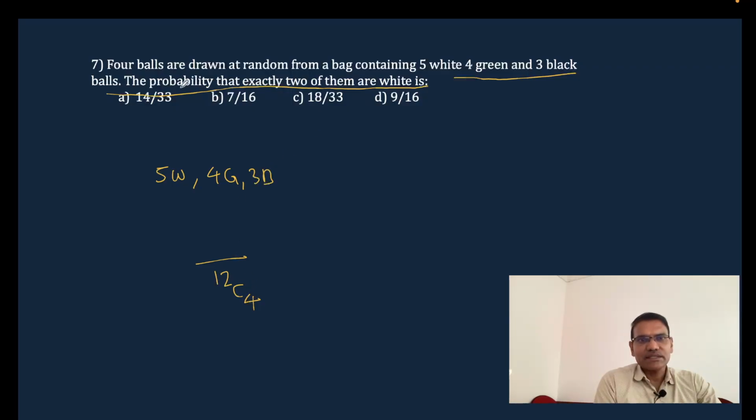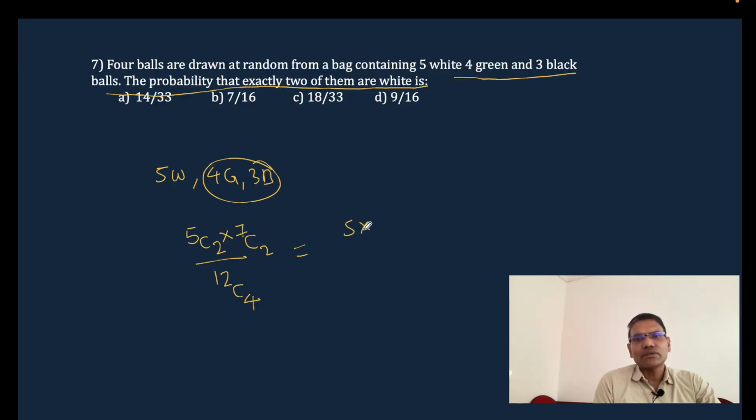Now the condition is the probability that exactly 2 of them are white. So 5 whites are available. Out of 5, 2 are selected, and the remaining 2 balls are selected out of the other 7 balls. So here don't consider 4C1 into 3C1, that is not correct. So clubbing all these 4 and 3, totally 7 balls. Out of 7 we are selecting 2. So this is the value.